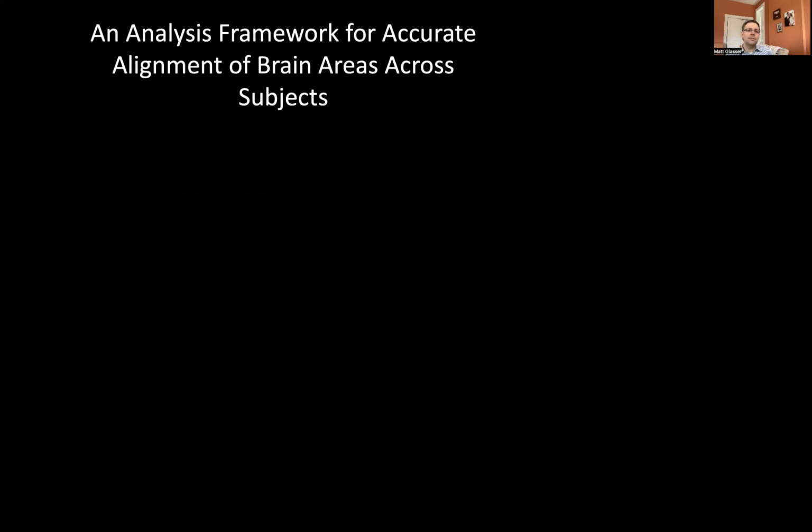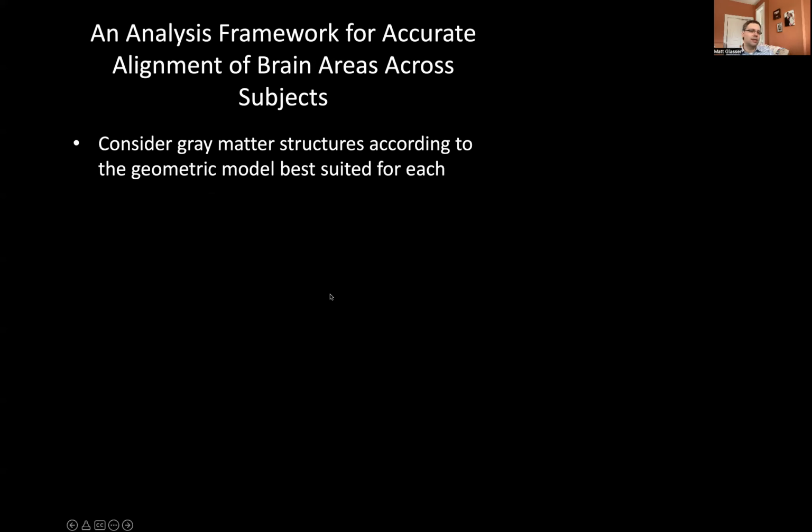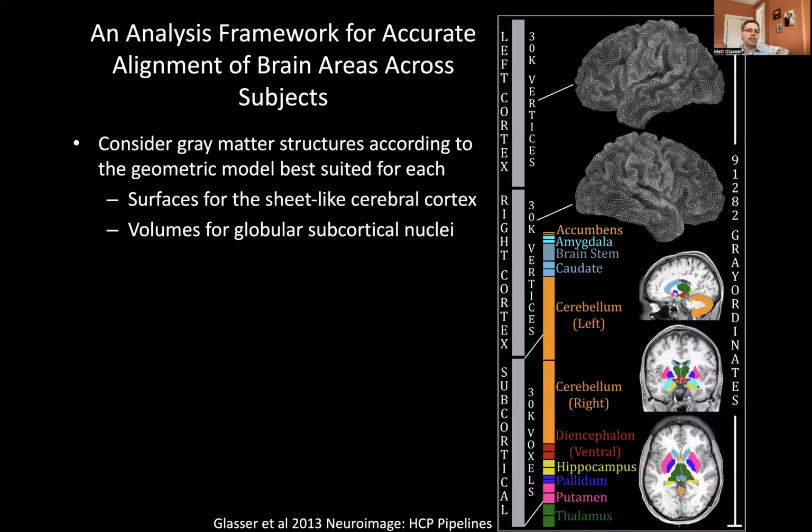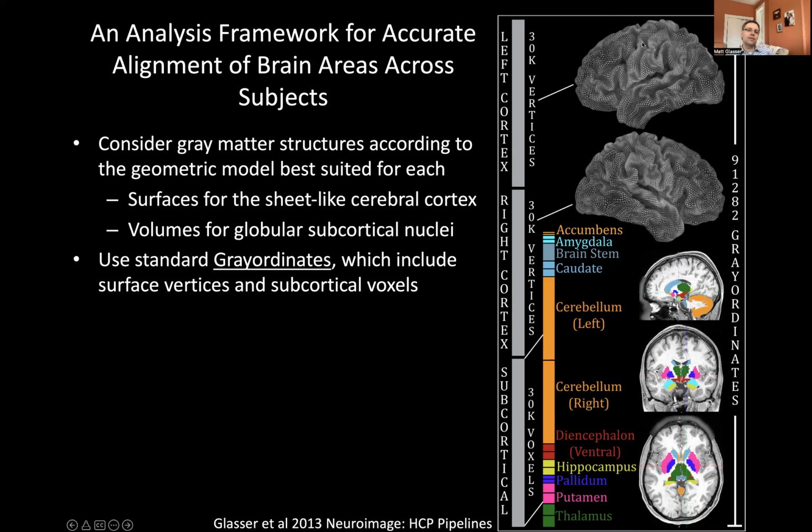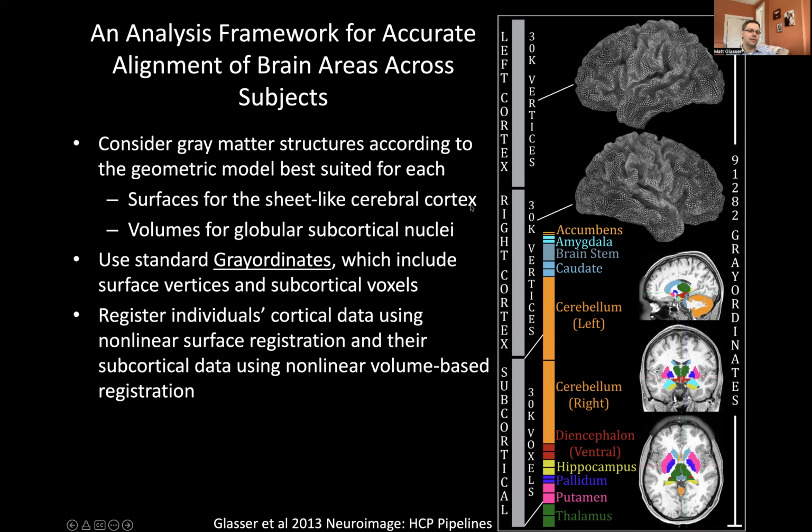Well, the HCP developed a new analysis framework for accurate alignment of brain areas across subjects. We're going to consider gray matter structures according to the geometric model best suited for each: surfaces for the sheet-like cerebral cortex, and volumes for globular subcortical nuclei. That's illustrated as the CIFTI grayordinate standard space, which we see here has 30,000 left cortical surface vertices, 30,000 right cortical surface vertices, and 30,000 voxels across 10 subcortical structures, giving us a total of 90,000 grayordinates.